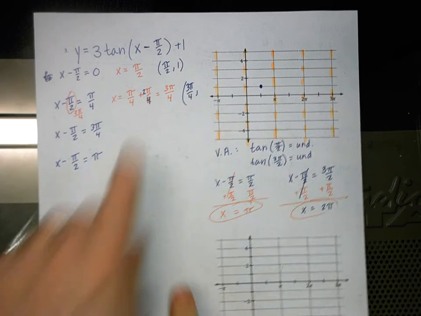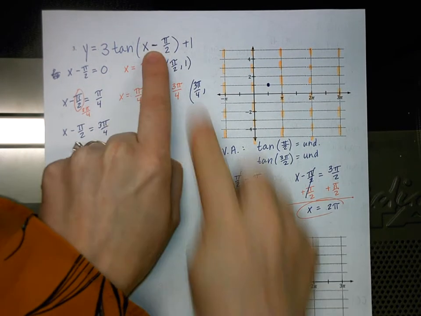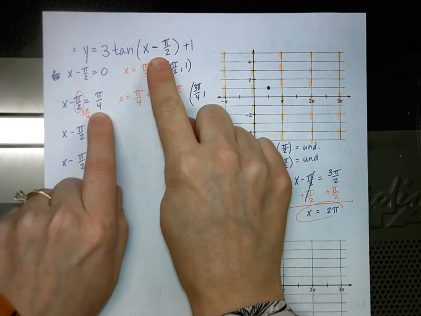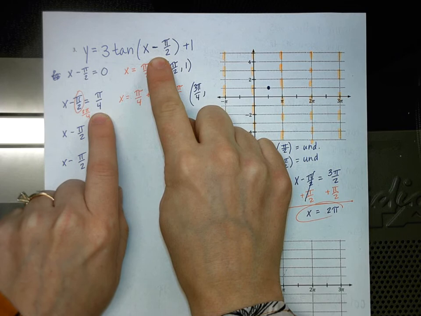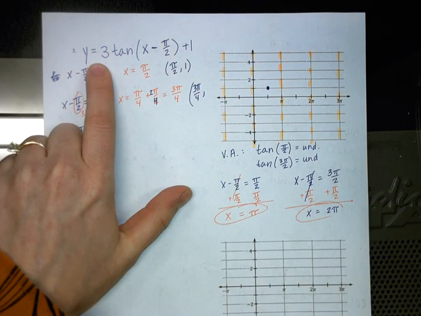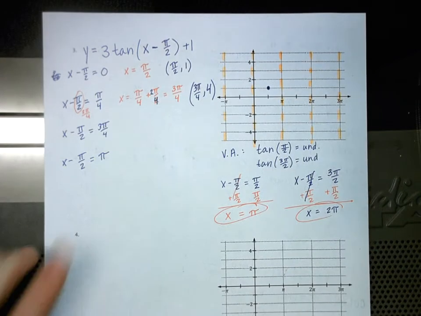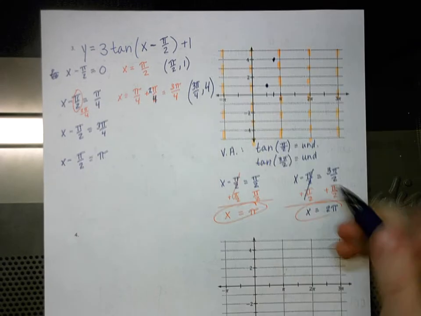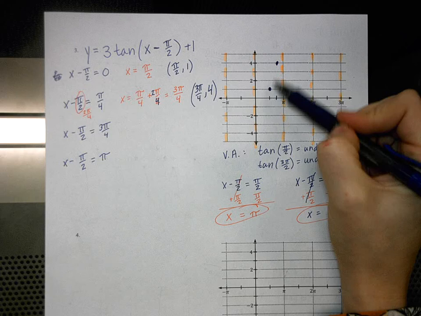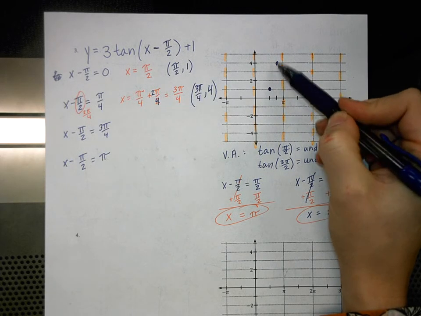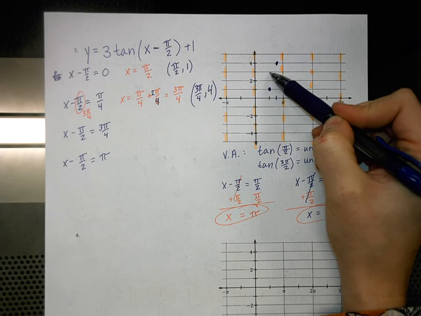All right. Whatever's inside my parentheses, I just set equal to pi over 4. What's your tangent at pi over 4? 1. Tangent of pi over 4 is 1. So 3 times 1 is 3, plus 1 is 4. So 3 pi over 4, 4. You can see that the change in my y value between those 2 points is equal to what? 1, 2, 3.